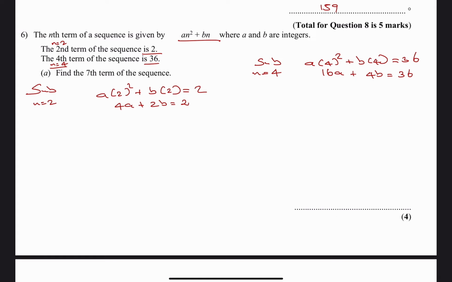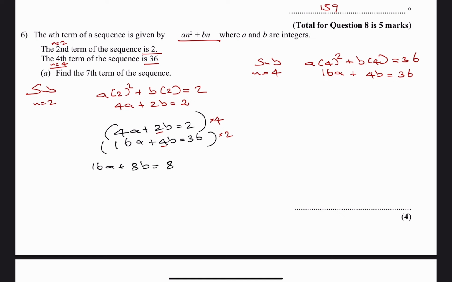Of course, it looks like a simultaneous equation. So we have 4a plus 2b equals 2, and the other one is 16a plus 4b equals 36. I'm trying to make the b the same. So take the 2, take the 4. Times the 2 here, times the 4 here. That gives you 16a plus 8b equals 8, and 32a plus 8b equals 36 times 2, which is 72.